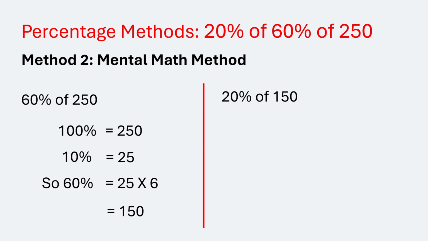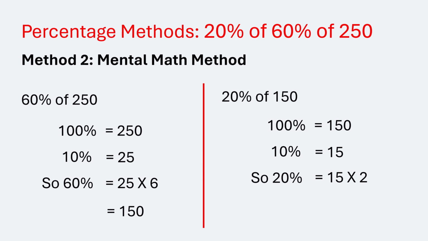Now we find 20% of 150. 100% is 150. 10% is 15. So 20% is 15 times 2, which is 30. So our answer is 30.